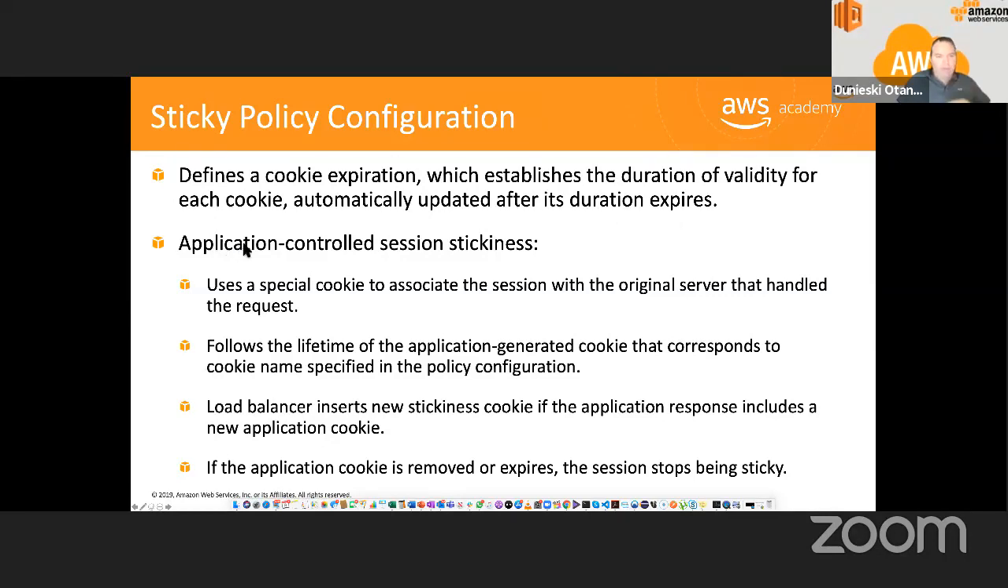Okay, so application control session stickiness. This is a feature that the elastic load balancer has, stickiness, right? It uses a special cookie to associate the session with the original server that handled the request. So let's say that I'm accessing a specific EC2 instance, but the elastic load balancer I'm accessing that EC2 instance through has a stickiness feature enabled. So it binds that EC2 with me that makes the request.